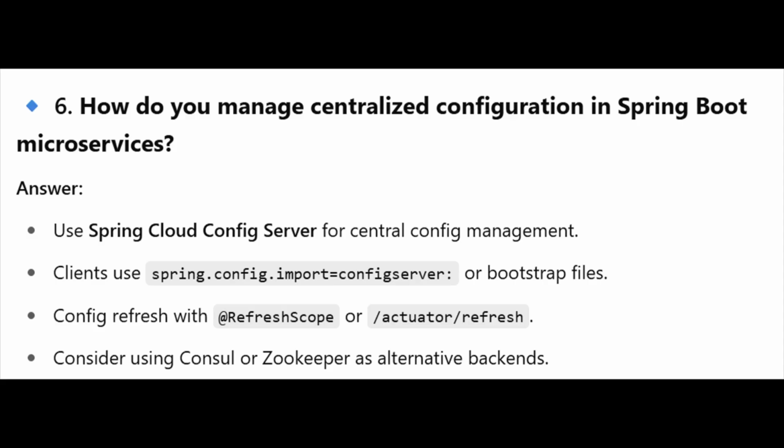6. How do you manage centralized configuration in Spring Boot microservices? Answer. Use Spring Cloud Config Server for central config management. Clients use spring.config.import equals configserver, or bootstrap files. Config refresh with @RefreshScope or /actuator/refresh. Consider using Consul or Zookeeper as alternative backends.